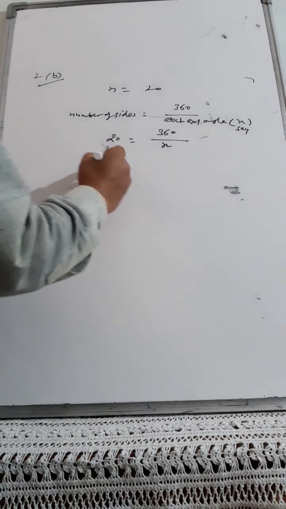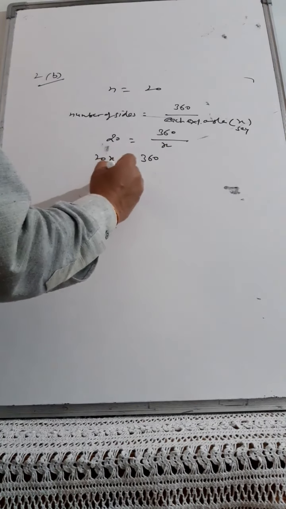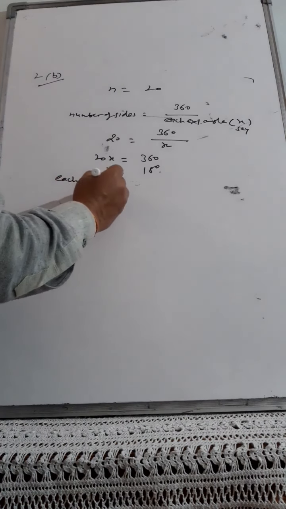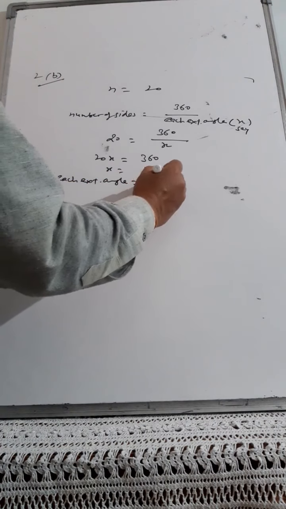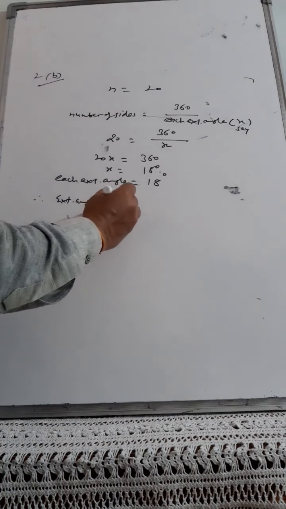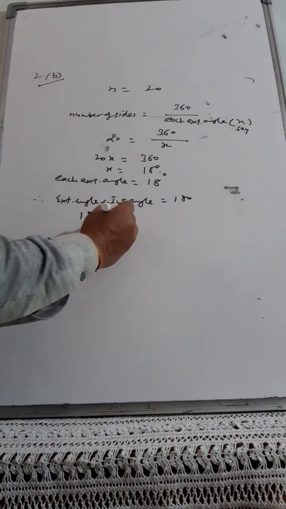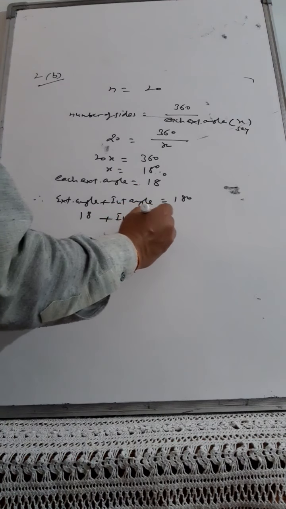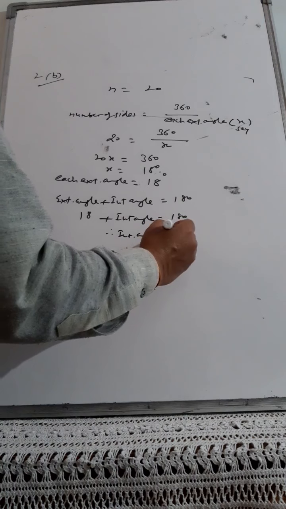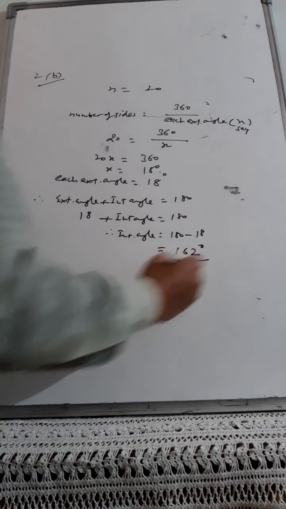Look at this. If you take this as x, then 20x is equal to 360 degrees, and x is equal to 18 degrees. This is each exterior angle. Each exterior angle is equal to 18 degrees. Therefore, exterior angle plus interior angle always sums to 180. So exterior is 18, and interior I need to determine from 180. So the interior angle of that polygon will be 180 minus 18, which is equal to 162 degrees.